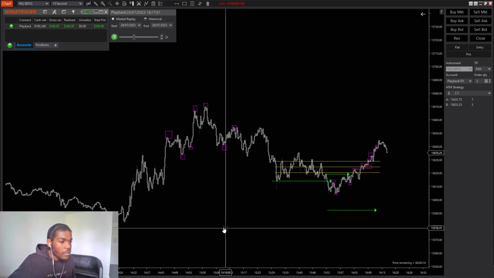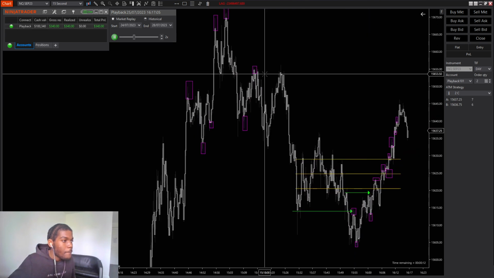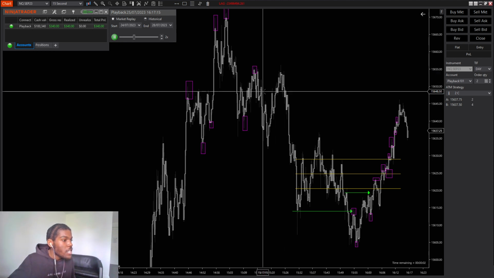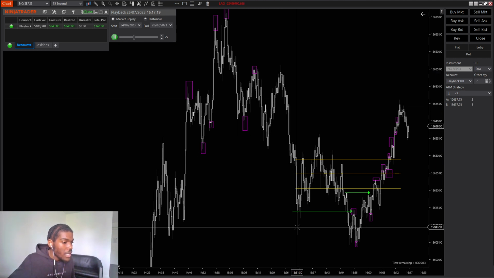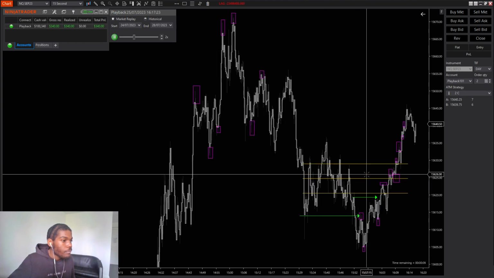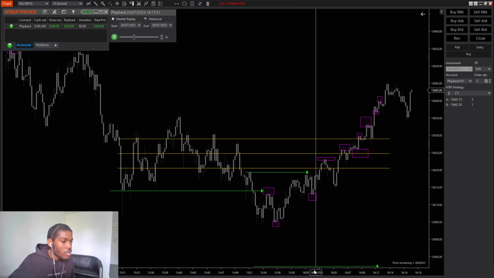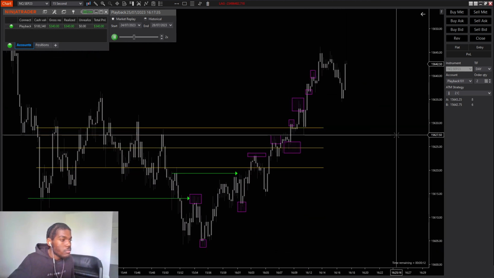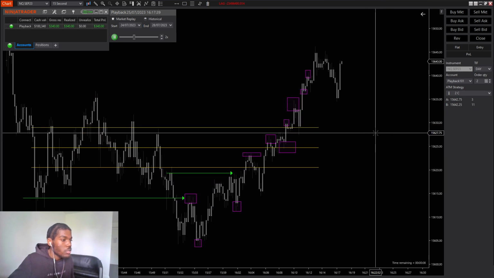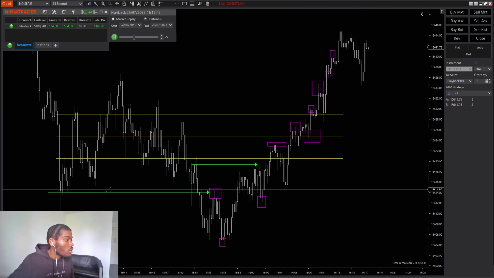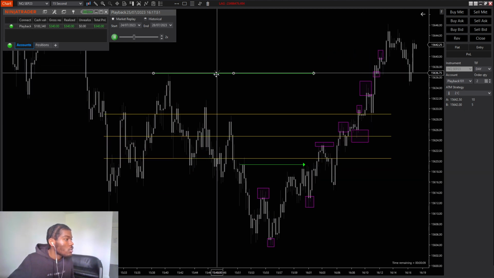That's why you see that my wicks, you can barely see them, because I pay attention to the bodies when it comes to analyzing structure. So it's easier for me to see. When it's the same transparency, it's just very hard for me to focus on the bodies. So we're currently in an uptrend. We broke out of a higher time frame range.